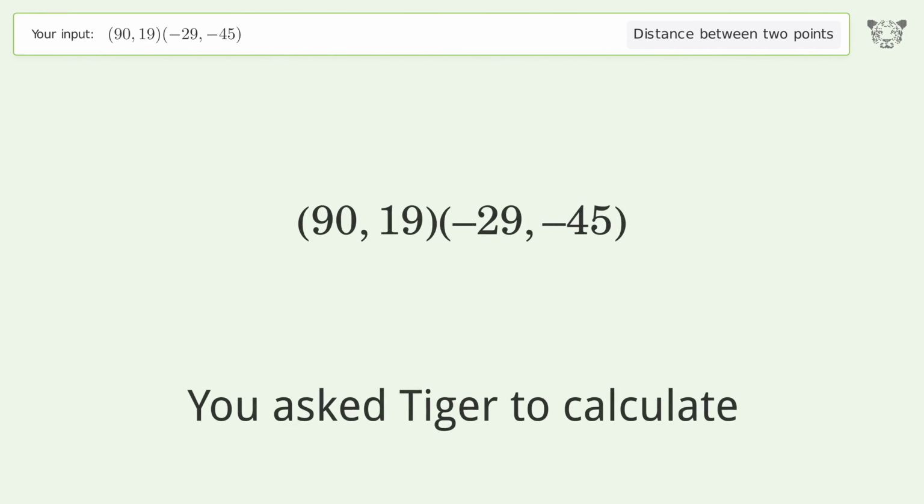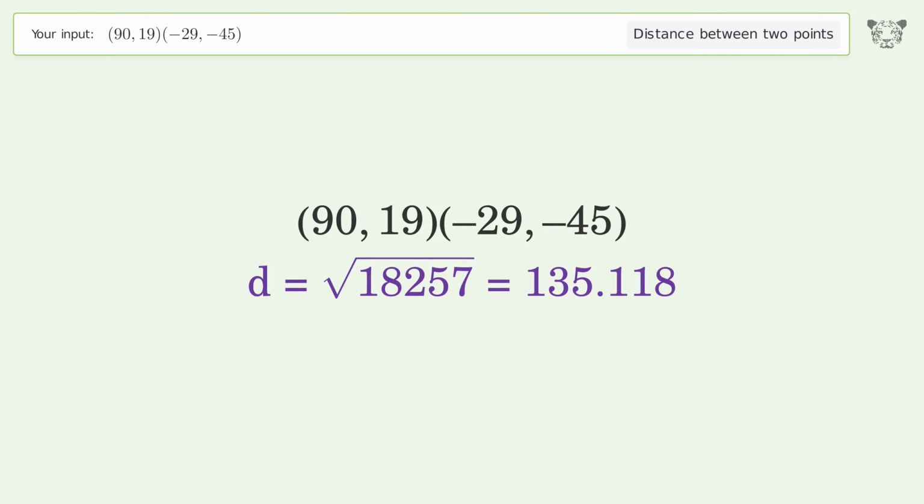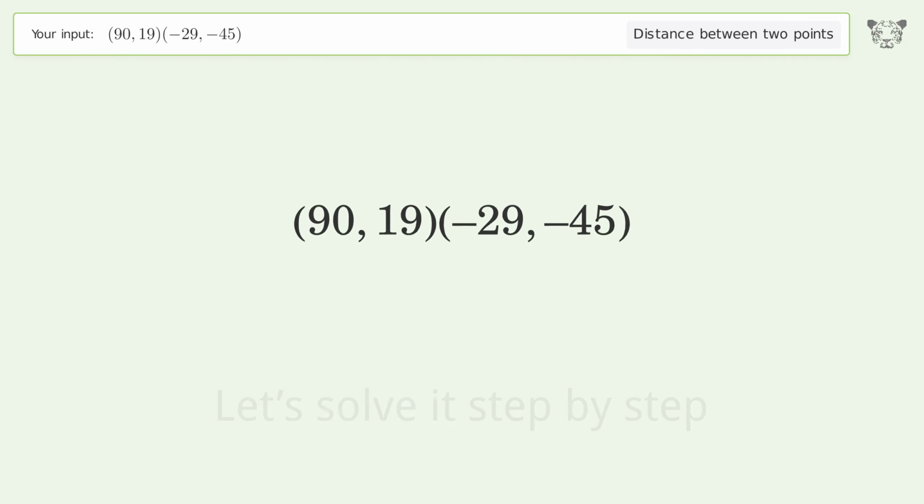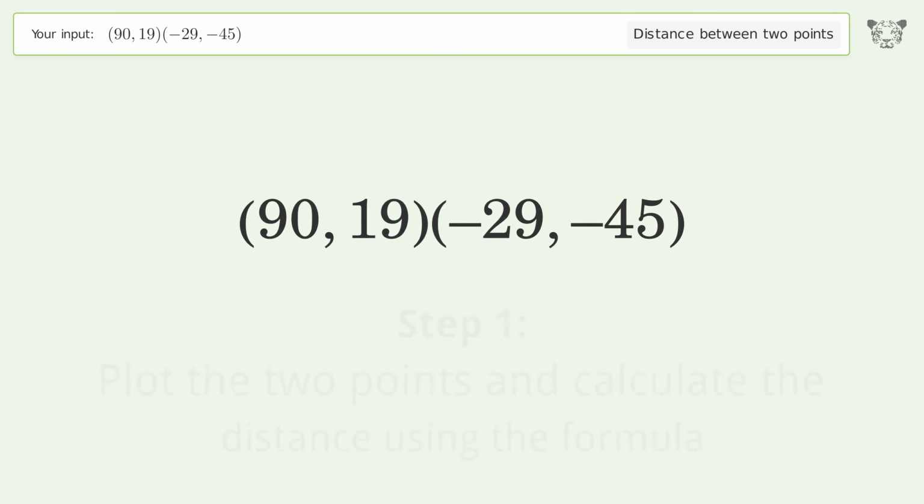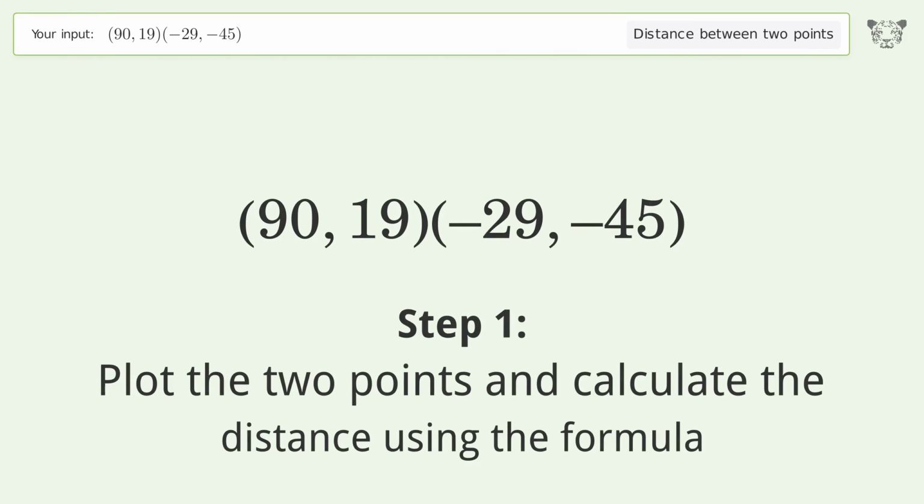You ask Tiger to calculate. This deals with the distance between 2 points. The distance between the 2 points is the square root of 18,257 or 135.118. Let's solve it step by step. Plot the 2 points and calculate the distance using the formula.